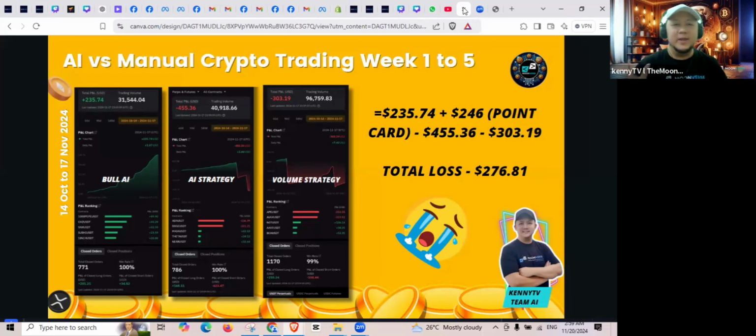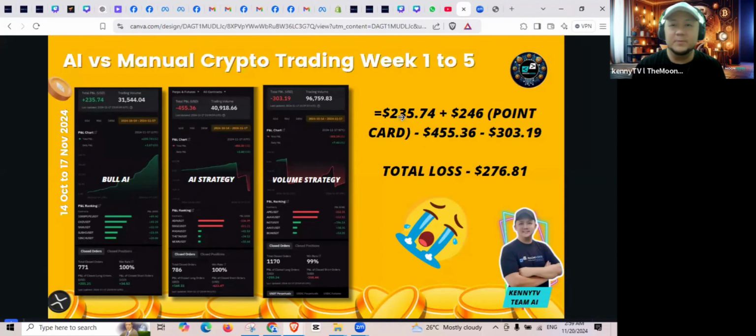As you can see, Bull AI, now we're at a bull market. Bull AI, in fact, never got any stop losses. Secondly, the AI strategy, we got 2 stop losses, and the volume strategy also has 2 stop losses. The volume strategy is not open to the public. It's only for whitelisted users, or users who already understand the risk of it, because the volume strategy, as you can see, is very volatile and in fact earns the most money. However, when you get a stop loss, it will come quite fast as well.